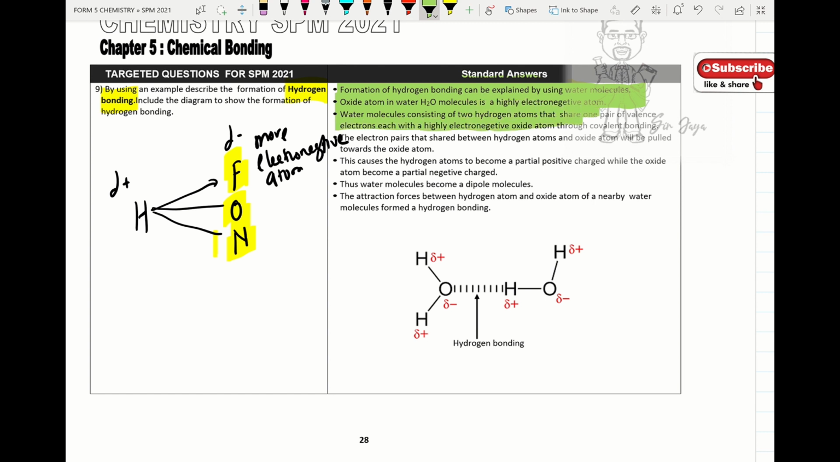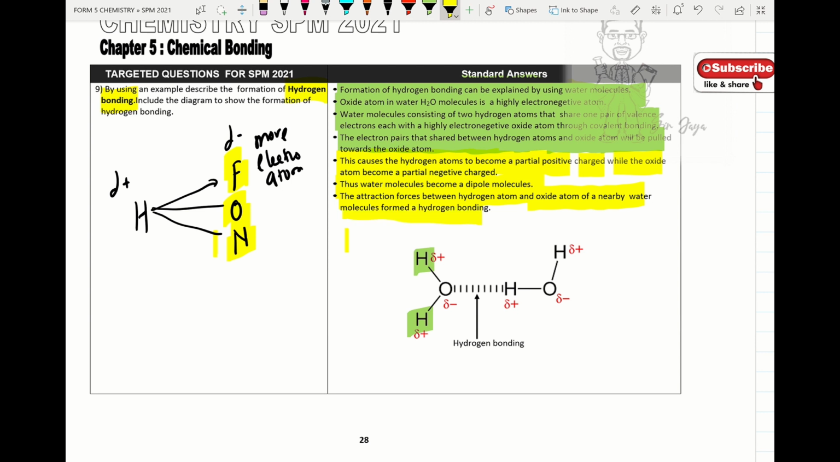A water molecule consists of two hydrogen atoms that each share one pair of valence electrons with a highly electronegative oxygen atom through the formation of covalent bonding. The electron pair shared between the hydrogen atoms and the oxygen atom will be pulled towards the oxygen atom because oxygen is more electronegative. Thus, the hydrogen atoms become partially positive while the oxygen atom becomes partially negative, and thus the water molecule becomes a dipole molecule. The attraction forces between the hydrogen atom and the oxygen atom of nearby water molecules form hydrogen bonding.